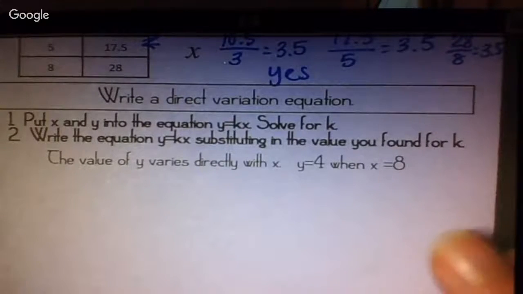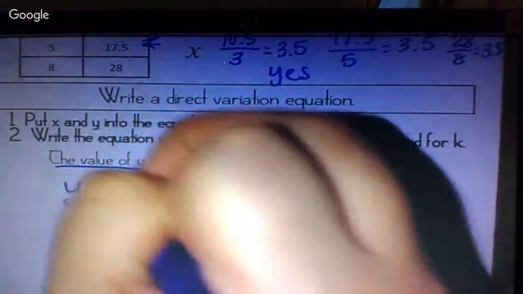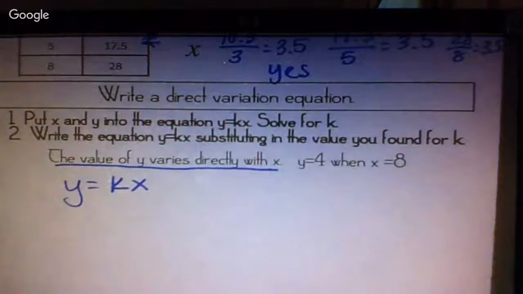So now, I need to solve for k. Direct variation is always y equals k times x. It says the value of y varies directly with x. So that automatically tells you, when it says y varies directly with x, that means y equals k times x. That's what tells you that you're using direct variation. Now, they're going to give you values for y and values for x. You need to plug those in and find k, and then give me an equation.